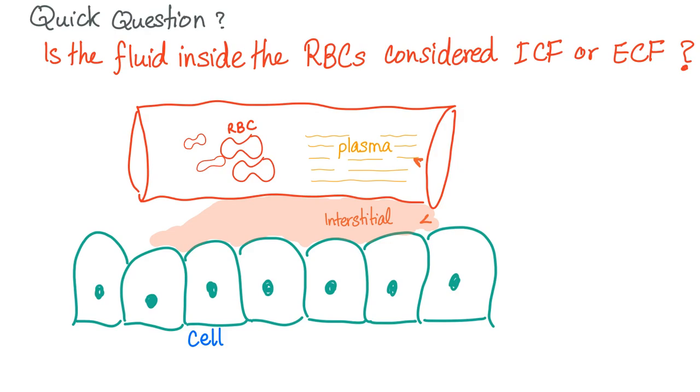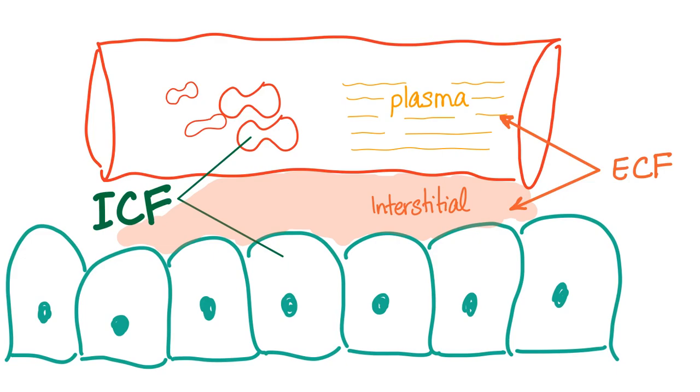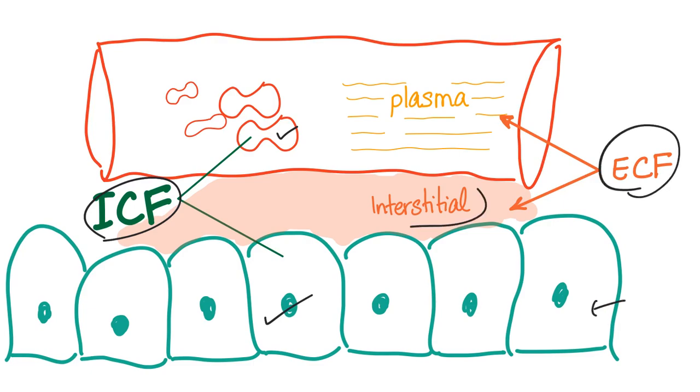Now, here is a trick question for you. Is the fluid inside your red blood cell considered intracellular or extracellular? And the answer is, it's intracellular, inside the red blood cells. This is a great illustration here. Inside the cell is the intracellular fluid. Inside the red blood cell is the intracellular fluid. Outside of your cell is the extracellular fluid. Between the cells, it's called the interstitium. Between red blood cells, it's called the plasma.